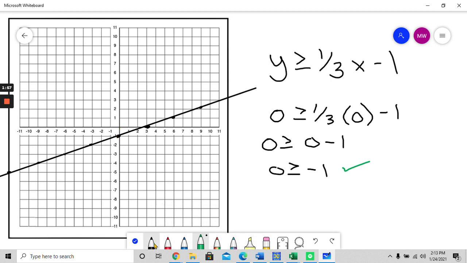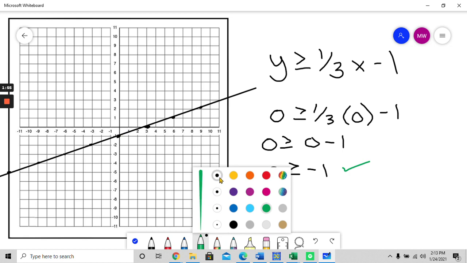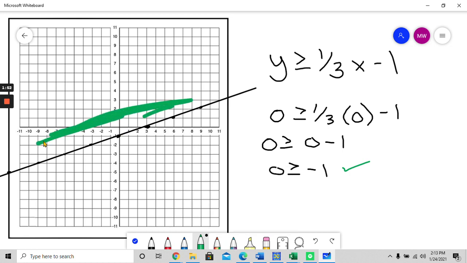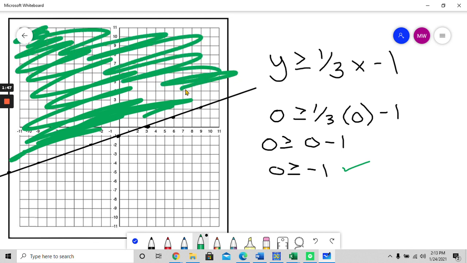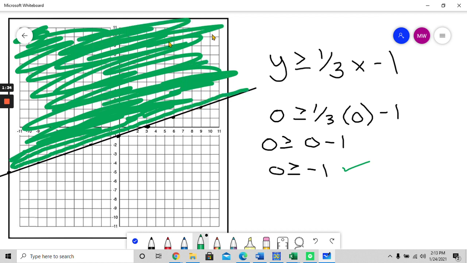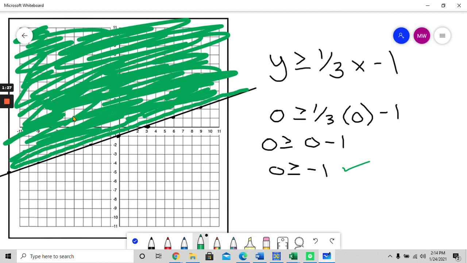So now what we can do is we can shade everything that is in the area that includes 0, 0. So everything up to this line. I'm not going to shade right on the line because it's going to make it hard to see. But this whole area of the graph would contain points that would be a solution to the inequality y is greater than or equal to 1/3 x minus 1.